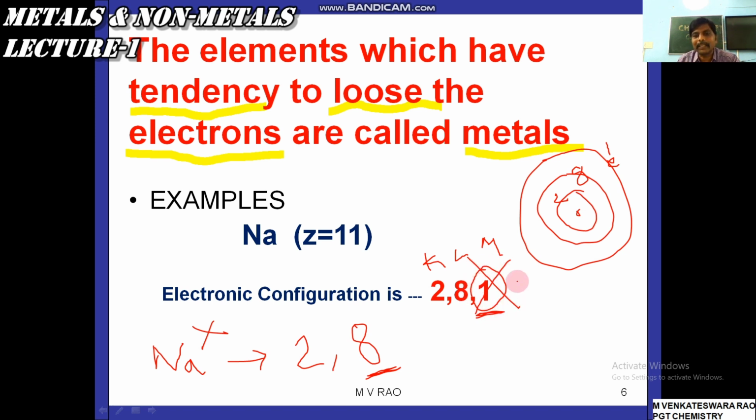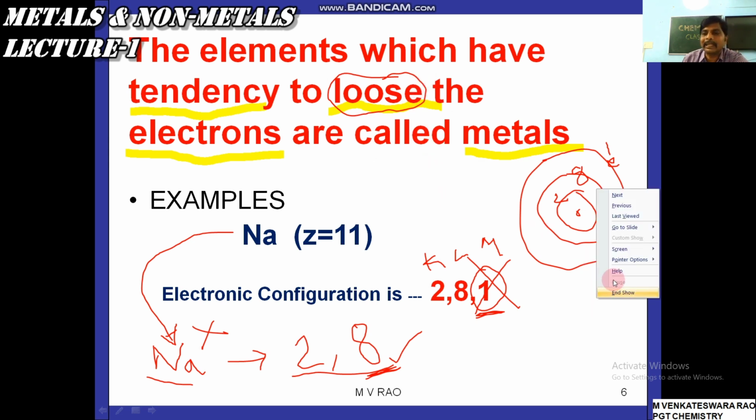By the loss of the last electron, it becomes Na plus. What is the configuration of Na plus? 2, 8. So it is stable. Now it is stable, which means sodium is trying to convert into Na plus. Sodium easily loses that electron and gives Na plus. That means sodium has more tendency to lose the electron. So not only sodium, there are so many elements which have more tendency to lose electrons.